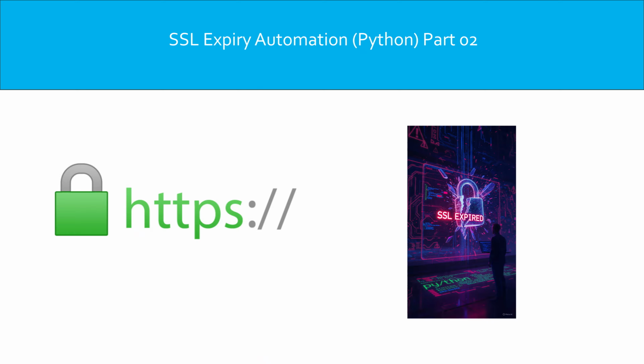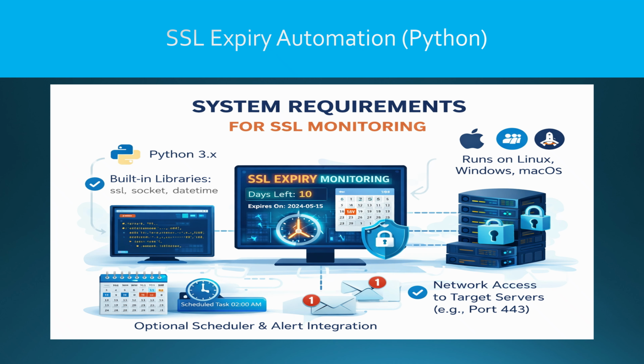But from an engineering perspective, the biggest challenge is that the SSL certificate expires, and if you're not going to renew on time, the website can break, users may lose trust, and businesses may face serious impact. That is why monitoring SSL certificates is critical. And in this session, we will move into the practical Python implementation to automatically track certificates and alert us before they expire. Let's understand the system requirements for this solution to work.